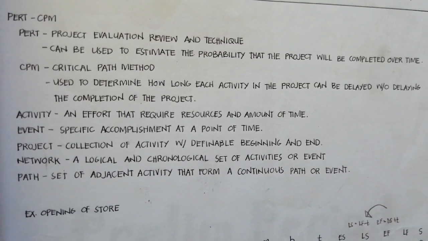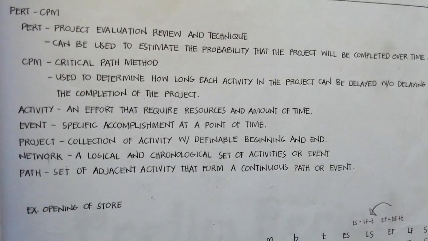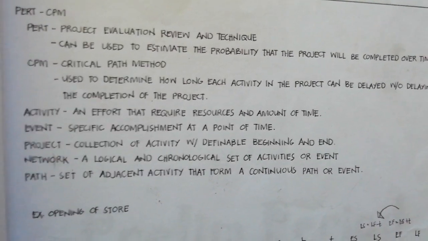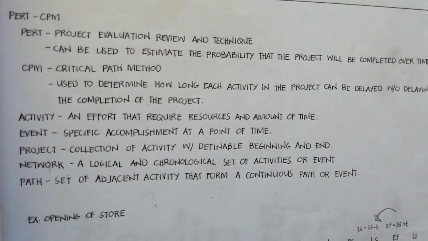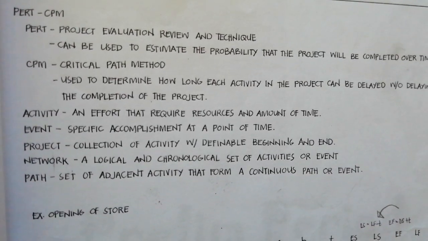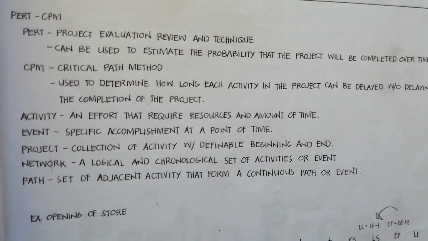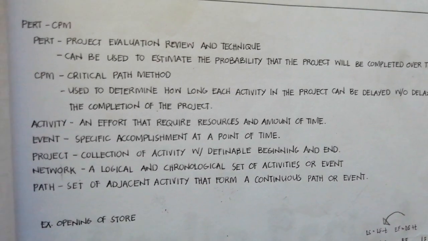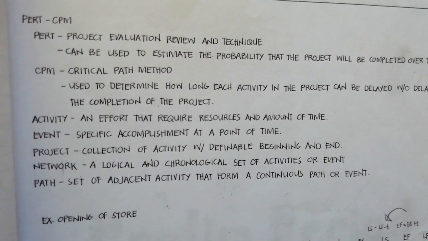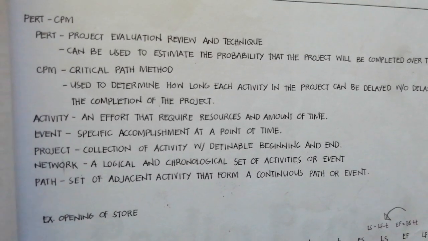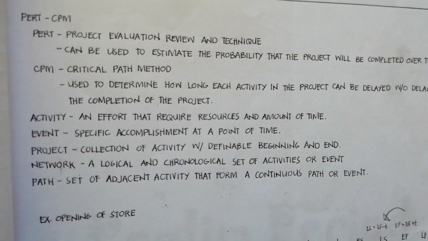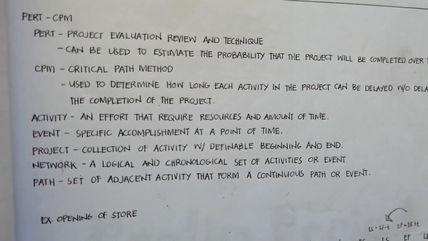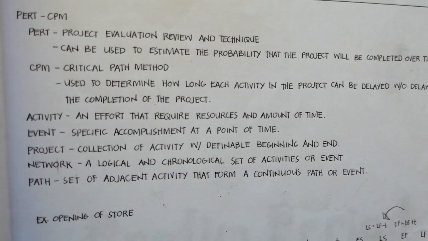Okay, so what are the other terms that you need to remember? We have the activity. It is an effort that requires resources and an amount of time. An event, which is a specific accomplishment at a point in time. The project is a collection of activities with a definable beginning and end. A network, a logical and chronological set of activities or events. And path, a set of adjacent activities that form a continuous path of events. So again, this PERT CPM is included in the network problem.